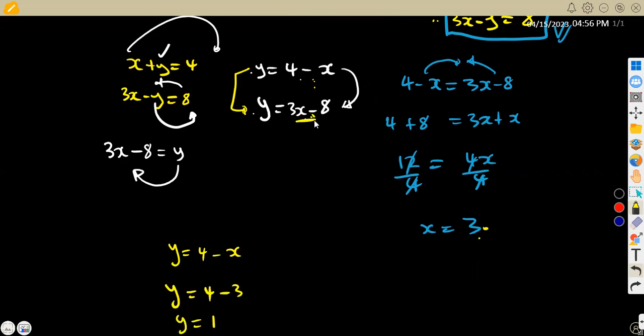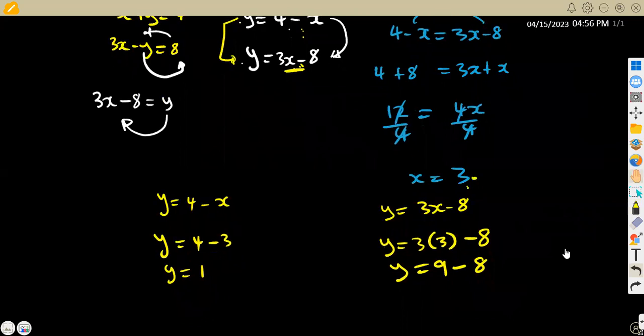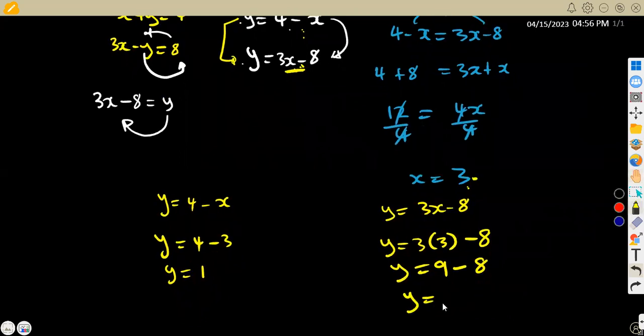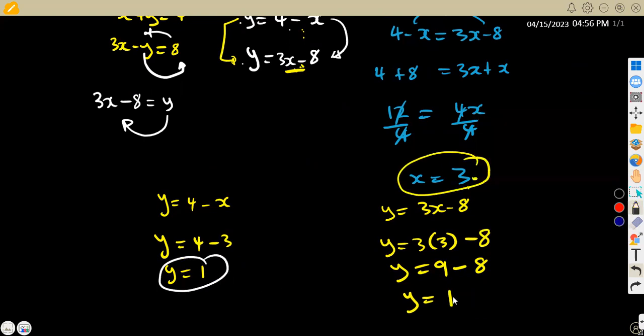Let's say I substitute into y is equal to 3x minus 8. x is equal to 3. So y is equal to 3 times 3 minus 8. So y is going to be 3 times 3, which is 9, minus 8. That means we are going to have the same value of y, which is 1. All right, so that is the value of x, which is 3, and the value of y, which is 1, which we solved from any of the given equations. So you choose which one to work from.